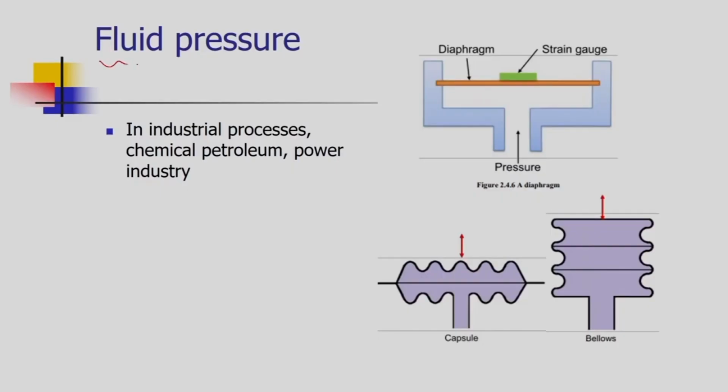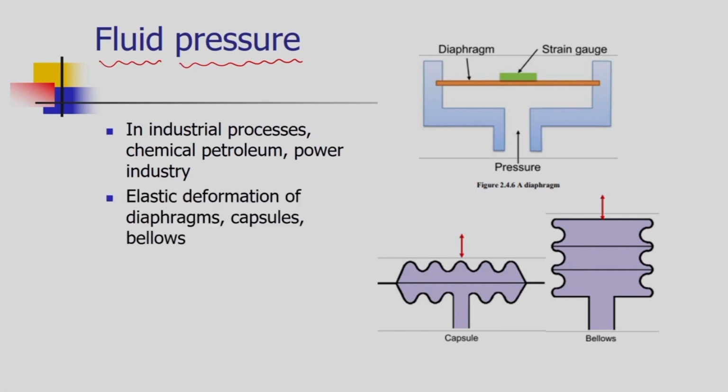Next application where sensors are required, that is fluid pressure. So in automation we are using a variety of fluids, air, gas, or it may be water or chemicals or many other liquids. So we need to measure the pressure of this fluid for a variety of applications. The most common sensor which is used for measurement of fluid pressure is the diaphragm. It works based on the elastic deformation principle.